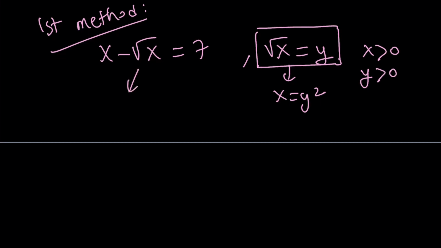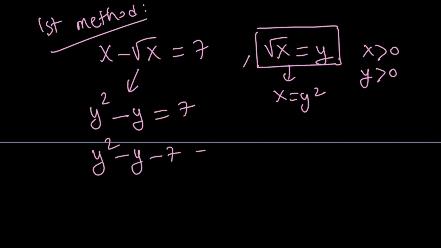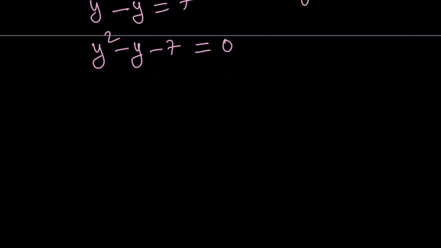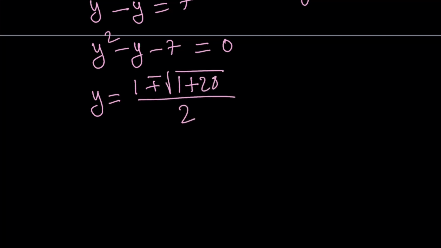So let's go ahead and replace x with y squared and square root of x with y. That gives us a quadratic equation, which is very easy to solve because there is a quadratic formula. This is not factorable into integers, so we're going to write the quadratic formula, negative b plus minus the square root of b squared, which is 1, plus negative minus 4ac, which is plus 28. That's going to be 29. So y is going to be 1 plus minus the square root of 29 divided by 2.